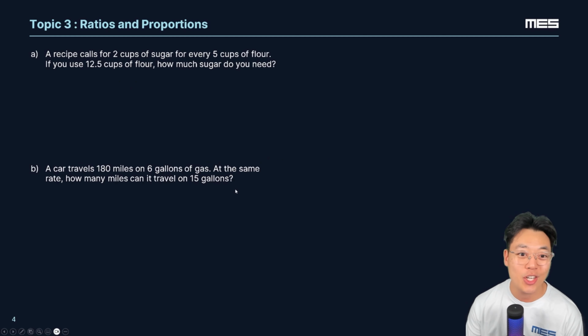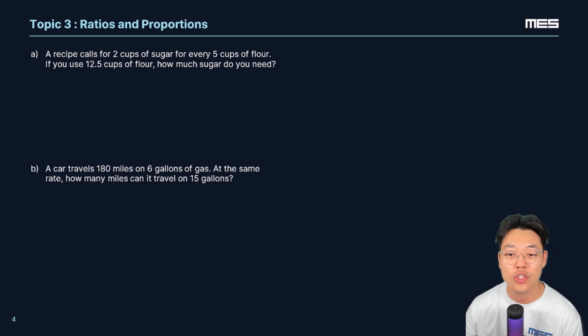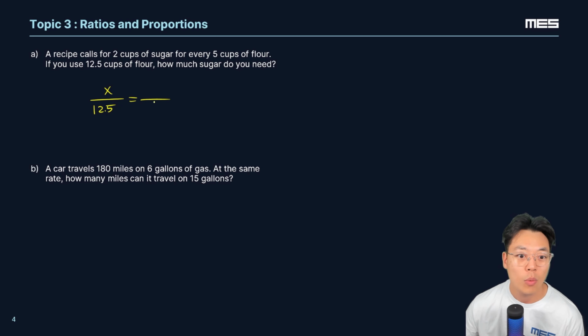Topic number 3, ratios and proportions. A recipe calls for 2 cups of sugar for every 5 cups of flour. If you use 12.5 cups of flour, how much sugar do you need? So for the amount of sugar that I need, I'm going to be using 12.5 cups of flour. Well, as a proportion, 12.5 cups of flour will be proportional to 5 cups of flour with 2 cups of sugar. These two are proportional per the first statement.